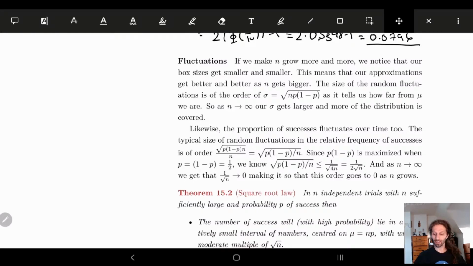Hiya. So the last section that we have for today in our videos is we're going to be talking about fluctuations, as in when we have our normal approximation, how close to reality is this approximation kind of going to give us?